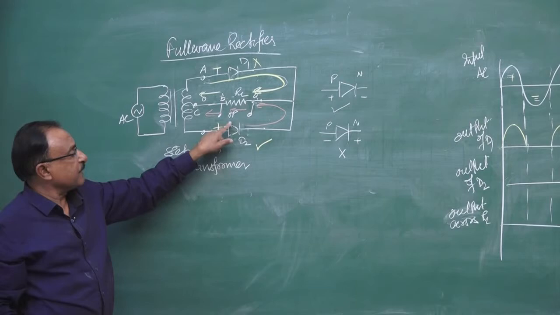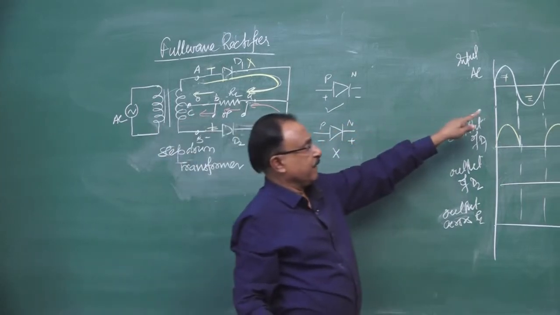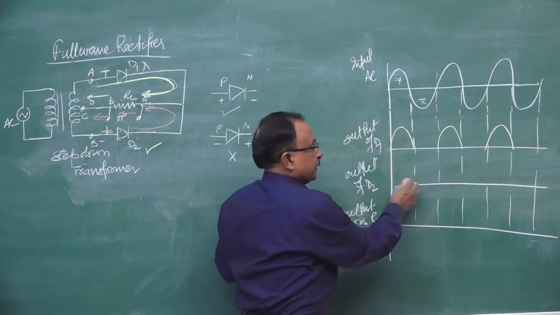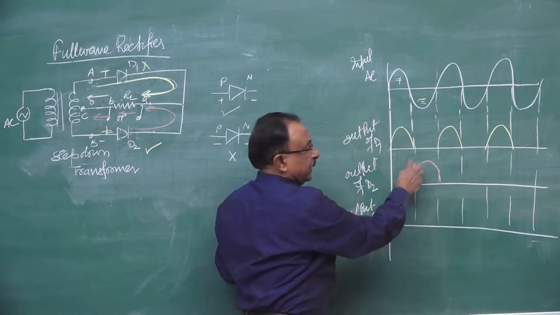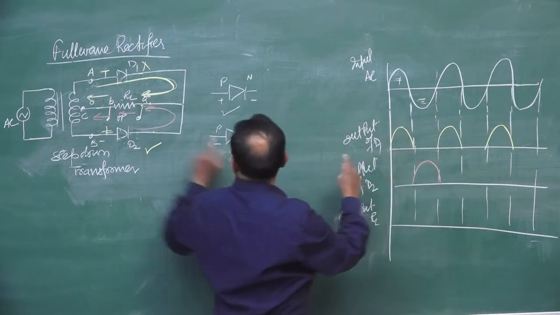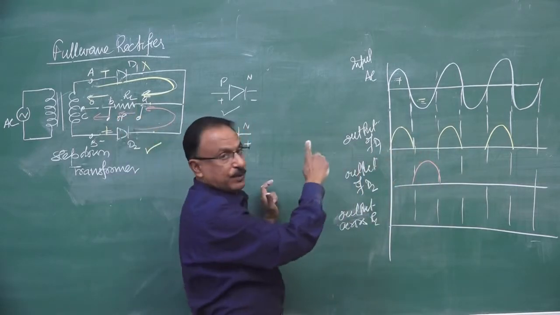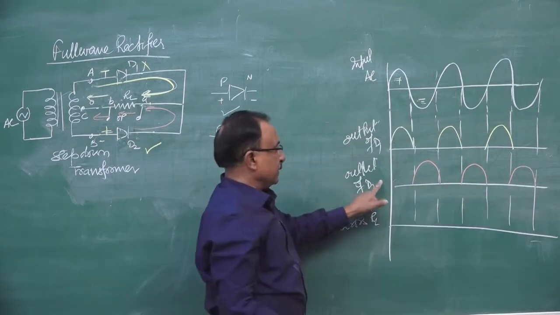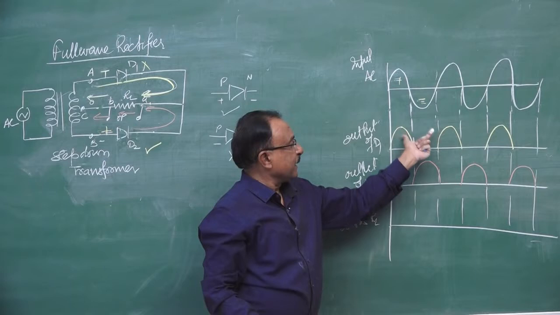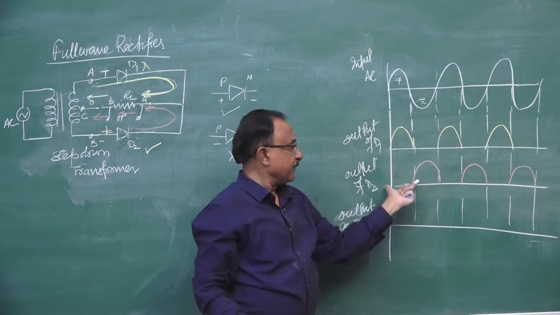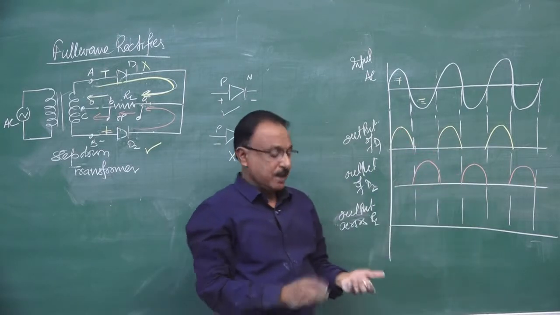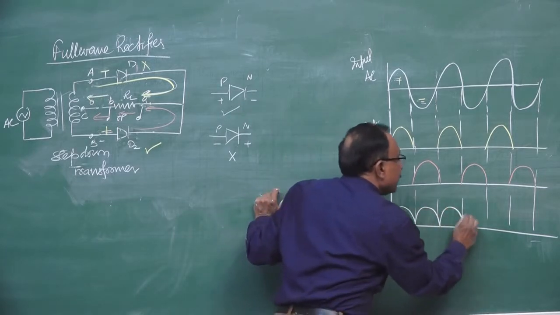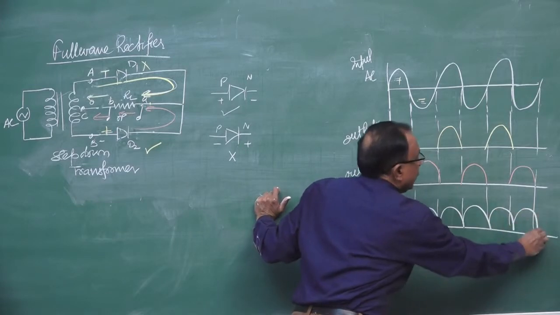So here is the negative half cycle. In the negative half cycle, D2 conducts and gives the current, but the direction of the current will be the same, A to B, as it was with D1. So in the positive half cycle, D1 conducts and gives current. In the negative half cycle, D2 conducts and gives current. The result is that we get current for the full cycle of input AC.